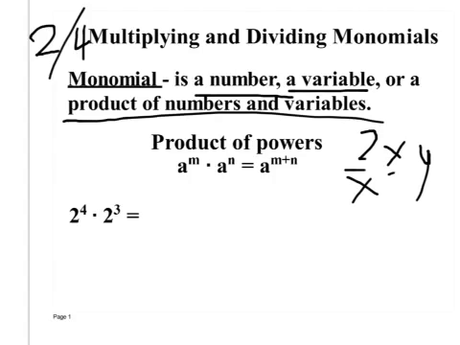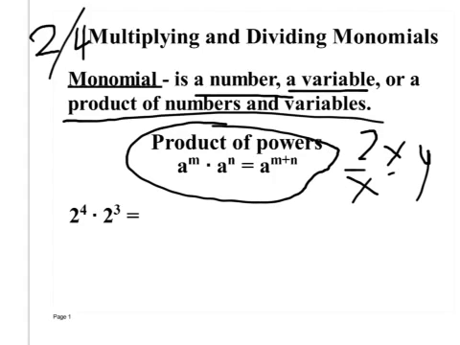This is what we call product of powers. A raised to the m power times a raised to the n power. If you look, we multiply the bases, right? The base does not change. What do we do to the exponents? We add them. So when you multiply bases, we add exponents. 2 to the 4th times 2 to the 3rd. The base does not change. Instead, we just add the exponents. What's 4 plus 3? So that's 2 raised to the 7th power.